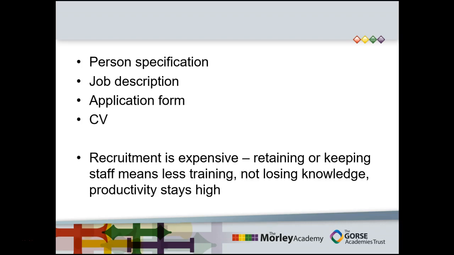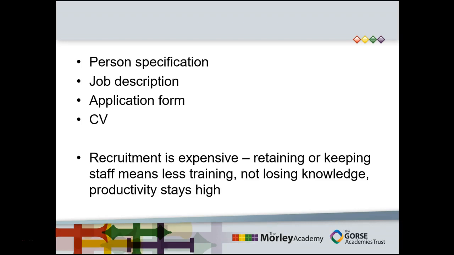But if you can avoid this and keep your staff, if you can just retain and not lose staff, then this means that the recruitment process, whilst it'll always still need to be done, may become less important, and it will allow you to retain those staff that you've already got, which means you don't need to do as much recruitment. This will start to reduce costs. It means you won't be losing as much knowledge, and because you're not having staff who don't know how to do the job, productivity should remain high.